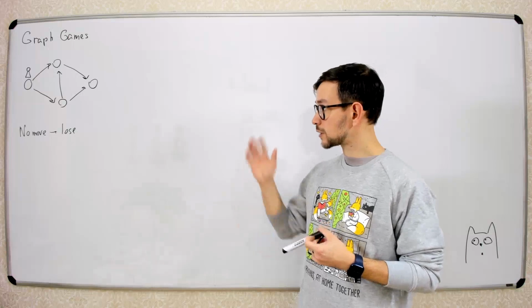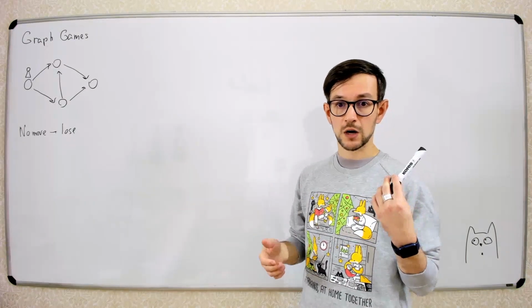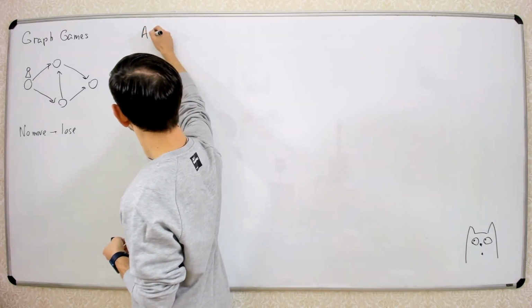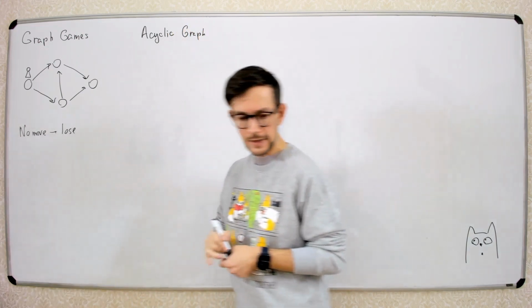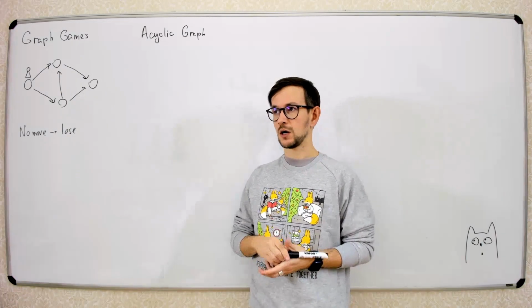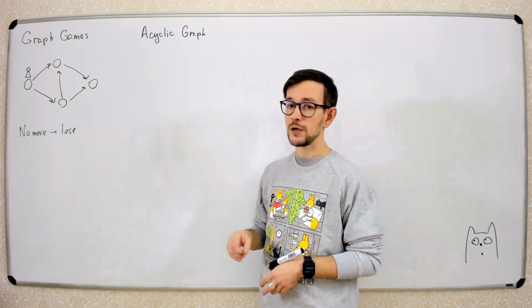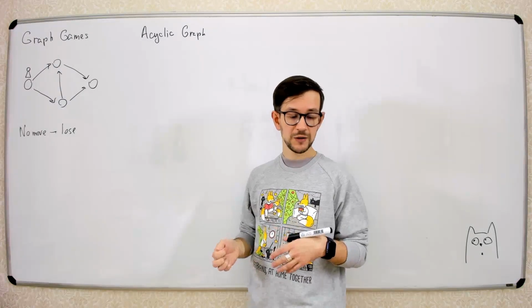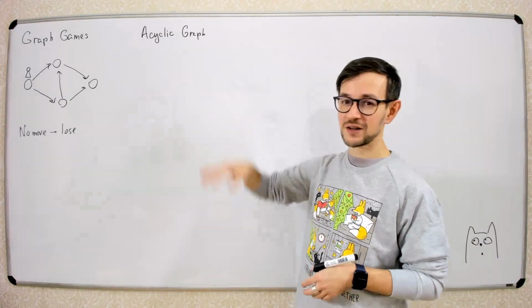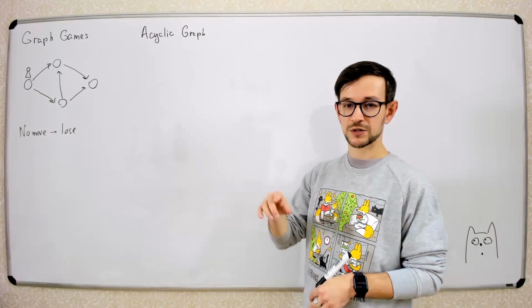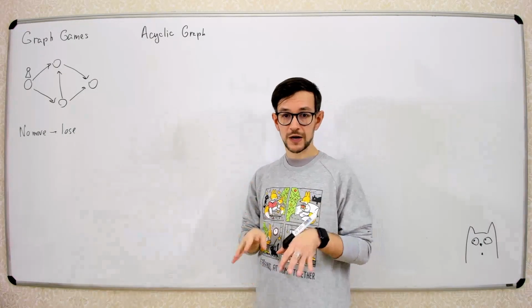Cool. So let's try to analyze these games. First, if you have an acyclic graph, most of the games are very easy to analyze actually. If you have cycles, you may have an infinite game. But if the graph is acyclic, there is always a winner. You cannot have a tie because the game will finish at some point.